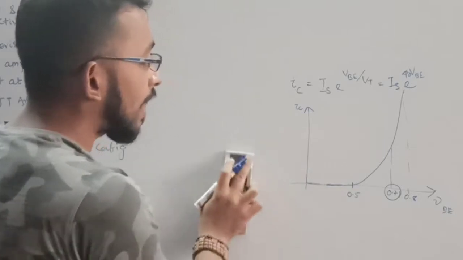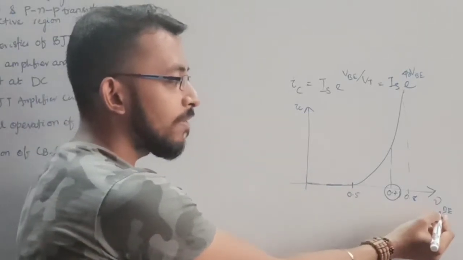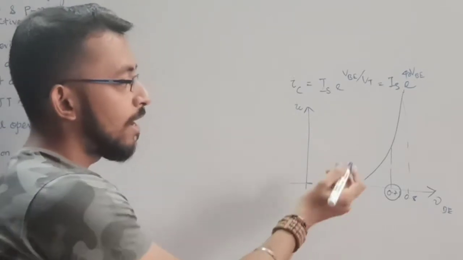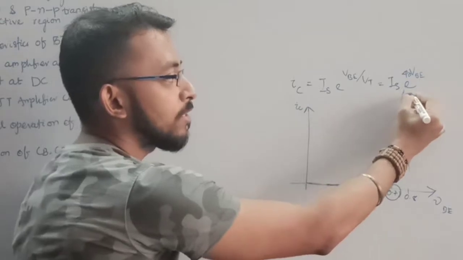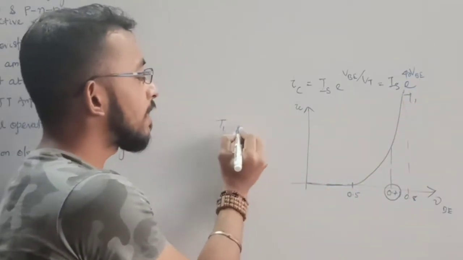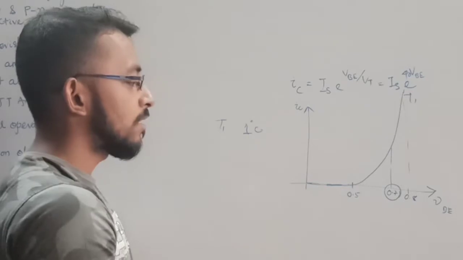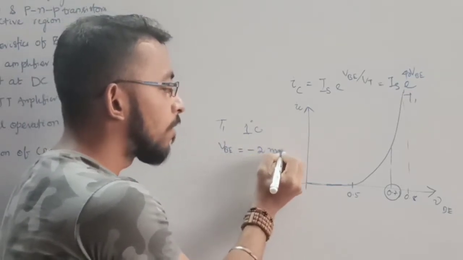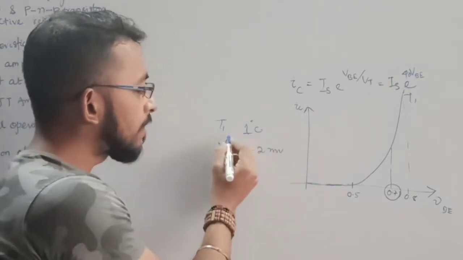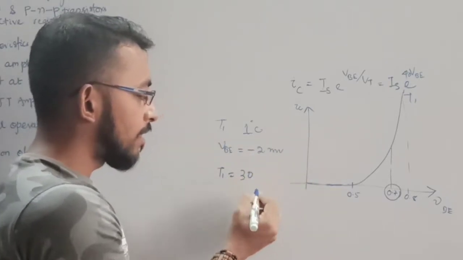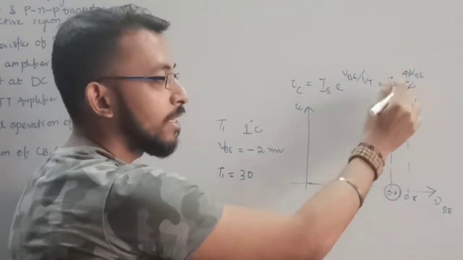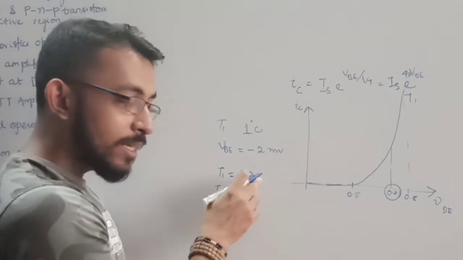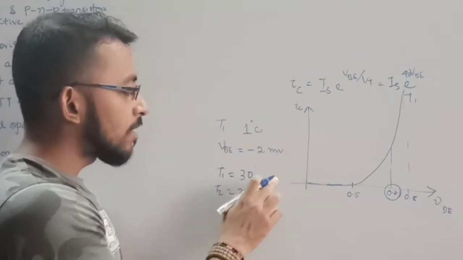So in this IC versus VB characteristic, by varying VB, my IC value changes according to the temperature. Let's take this as temperature T1. If I increase my temperature by 1 degree Celsius, then my VBE will decrease by 2 millivolt. Let's take T1 equal to 30 degrees. This is the graph for 30 degrees. So if I take my T2, which is nothing but 31 degrees, there is a 1 degree rise in temperature.